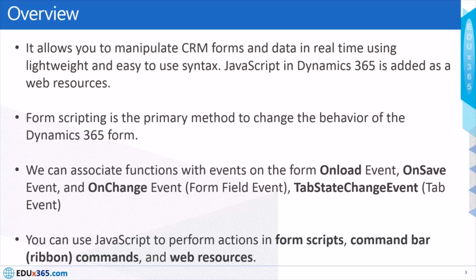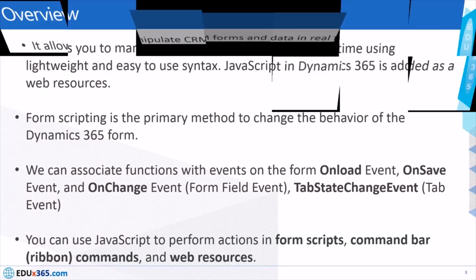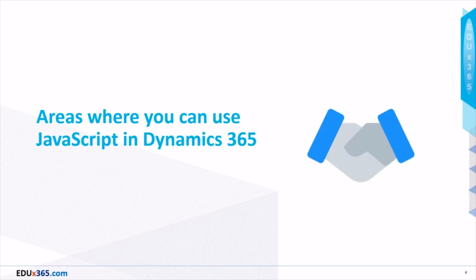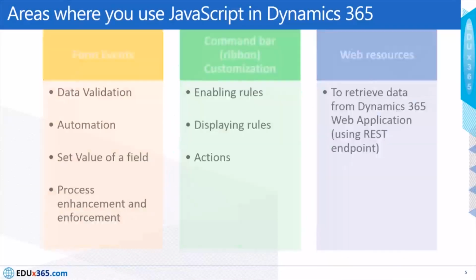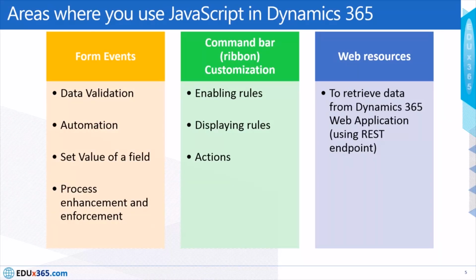Now, let's discuss the key areas where we can use JavaScript in Dynamics 365. I've grouped them into three main categories. The first one is form events. You've got use cases like data validation: if you want to perform data validation on entries to ensure there is no invalid data, and to alert the users to any data issues. Then there is automation, setting the values.